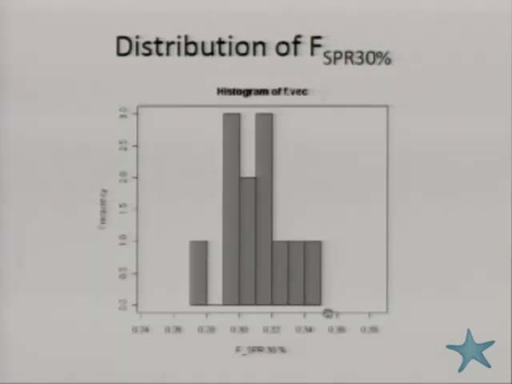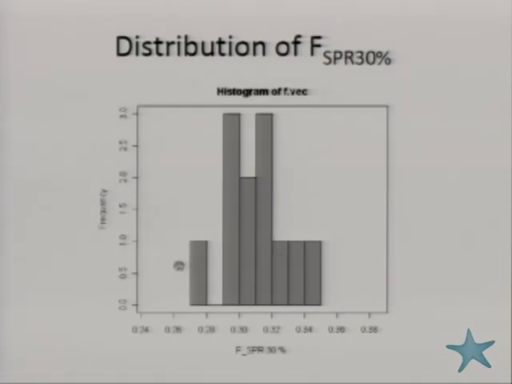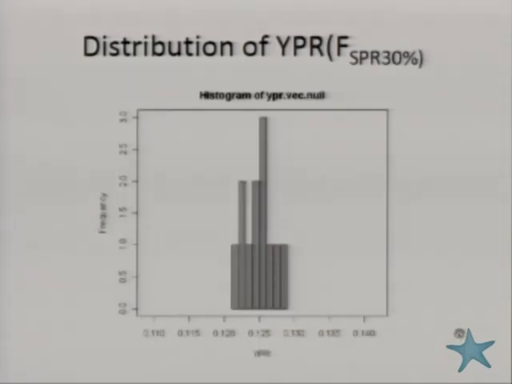Here you have the range in F. Most of the observations fell between 0.29 and 0.31. A few observations out here are just showing the range of the bars. And even more tightly compressed, 0.121 to 0.126 for the yield per recruit.